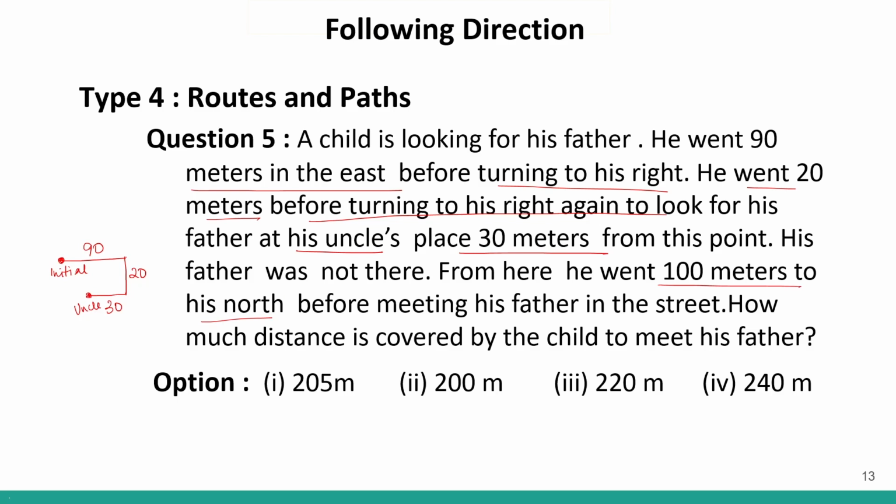So from here, this is 90, and 100 meters he goes to the north. And he met his father in the street. Over here we have the street and he meets his father over here. We have to find out how much distance is covered by the child to meet his father.